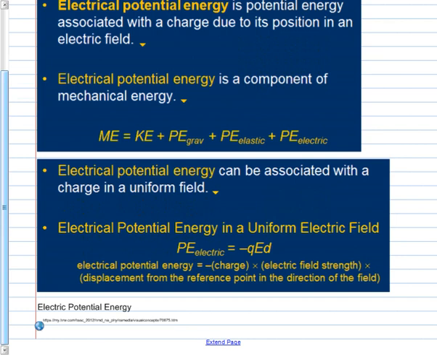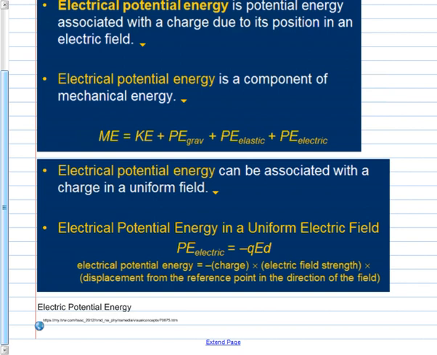So here's some of the things we've already learned about mechanical energy. We take whatever kinetic energy there is, add whatever gravitational potential energy there is, or any elastic potential energy, plus now our electric potential energy. Well, we know kinetic, 1/2 mv squared. We know gravitational, mgh. We know elastic, 1/2 kx squared. So we're going to get an equation for electric potential.